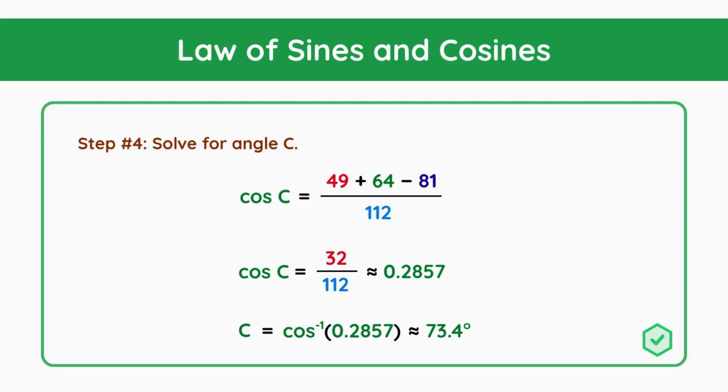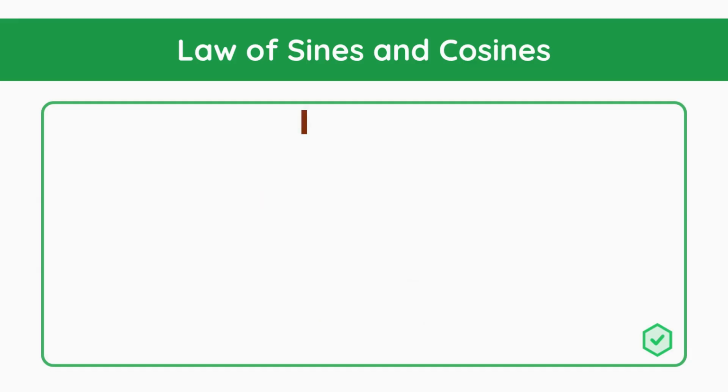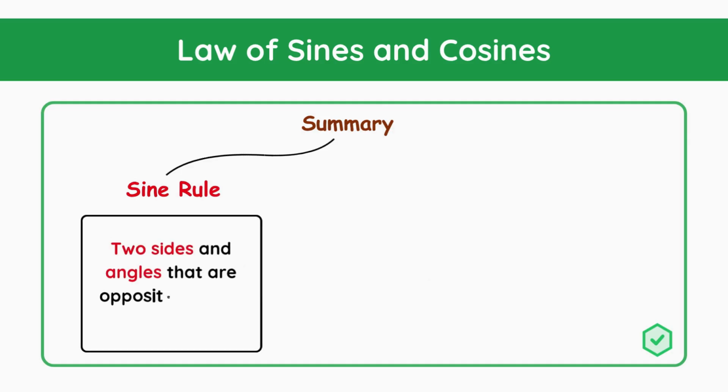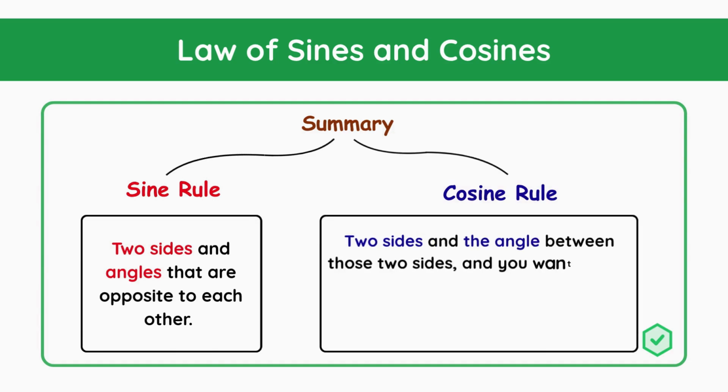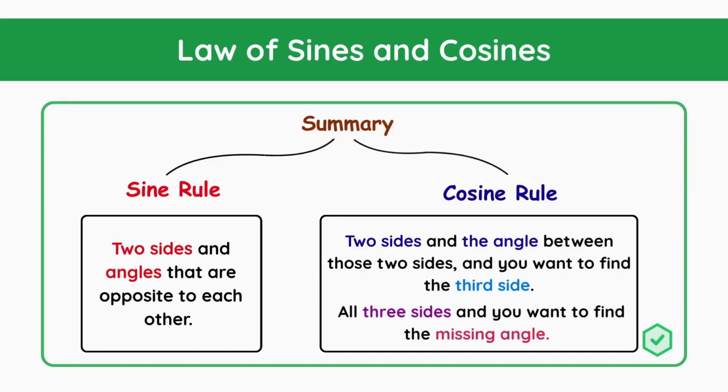Now, how do you instantly decide which rule to use in an exam? Here is the exact summary to keep in mind. Use the sine rule if you are dealing with two sides and angles that are opposite to each other. Use the cosine rule if you have two sides and the angle between those two sides and you want to find the third side. Or you have all three sides and you want to find the missing angle.